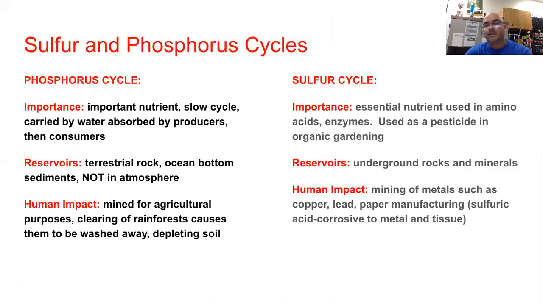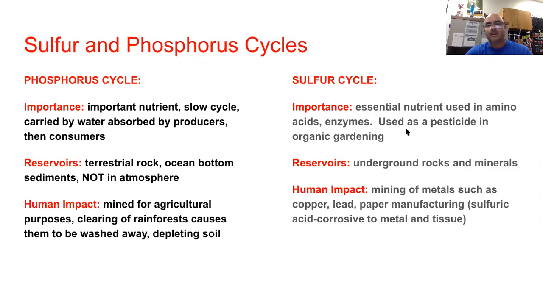And the phosphorus cycle, here are some reasons why it's important. It's an important nutrient. It's rather slow, but it is carried by water and absorbed by producers, then consumers through the process of consumption. Reservoirs: terrestrial rock, ocean bottom sediments. This is not in the atmosphere. So this is one of those nutrients that's not in the atmosphere. It's cycled terrestrially. Human impact: it is mined for agricultural purposes. Sometimes we clear rainforest, which causes runoff to happen rapidly, and then depletes the soil of this nutrient. This is why, counter to the obvious, what you would think, the rainforest soil is not very nutrient dense. It's because much of this is washed away because of the sheer amount of rainfall. So that is the phosphorus cycle.